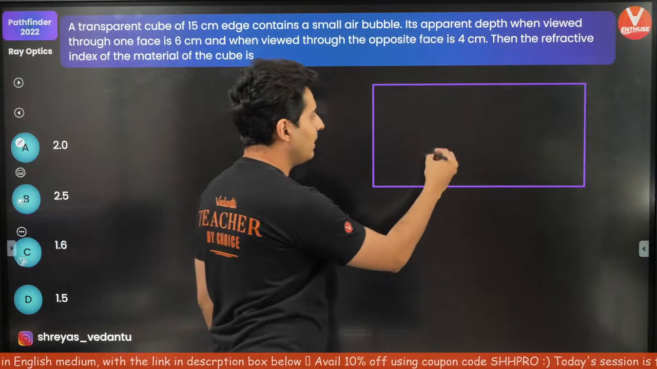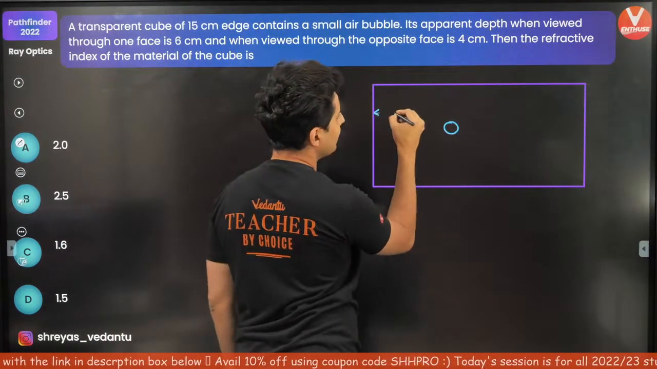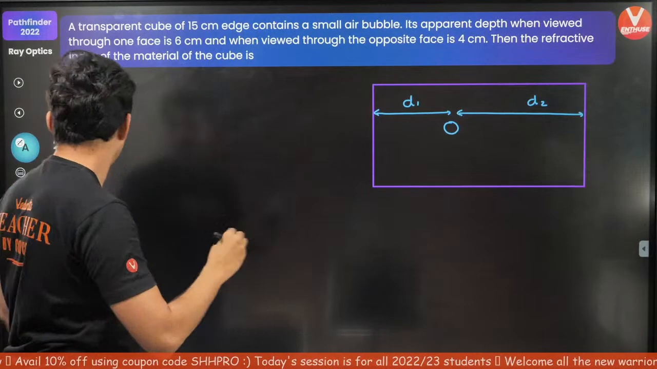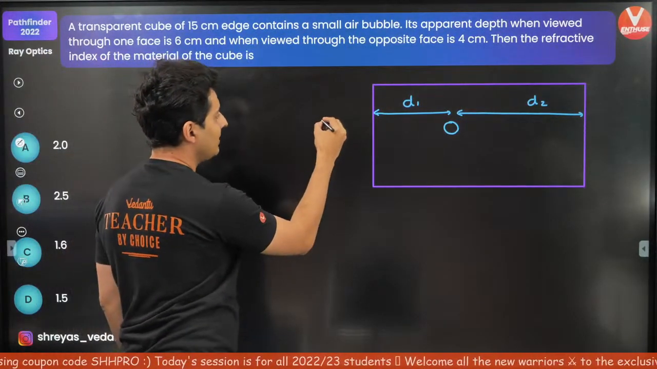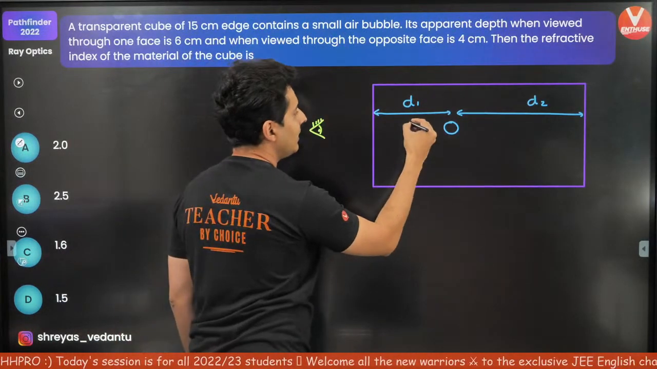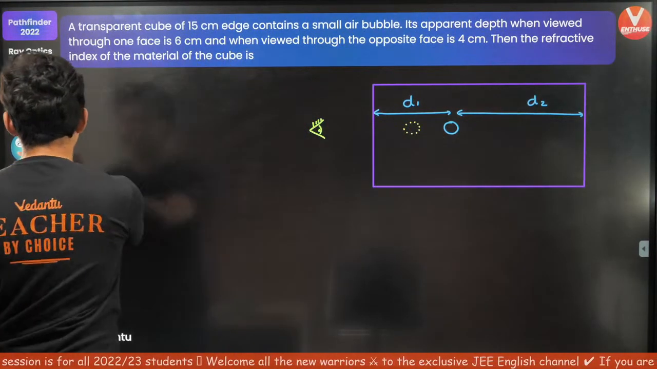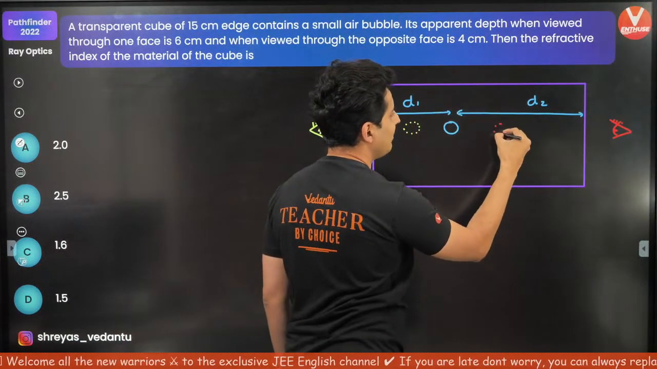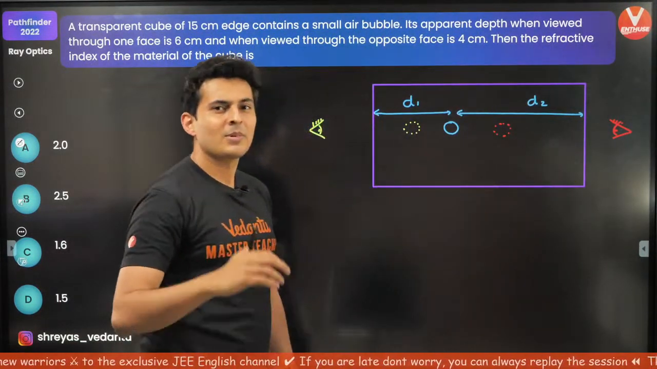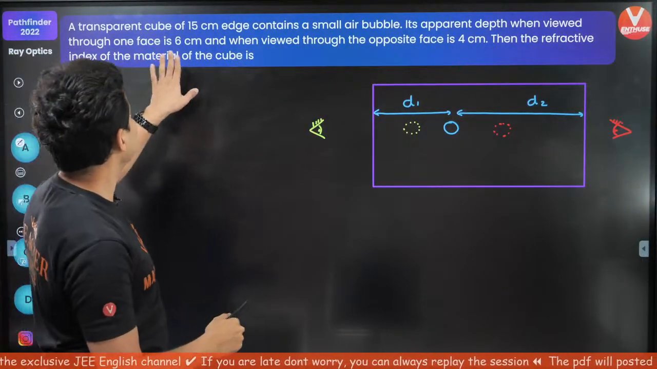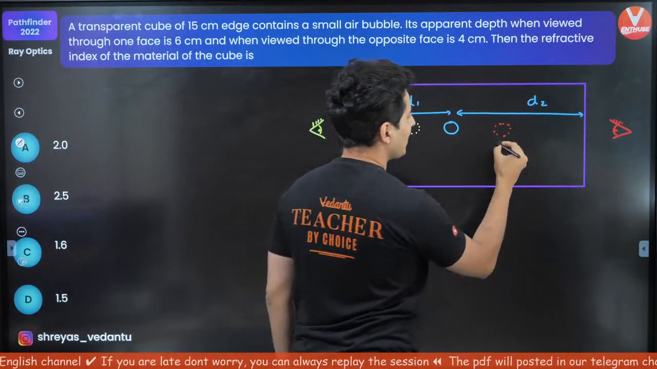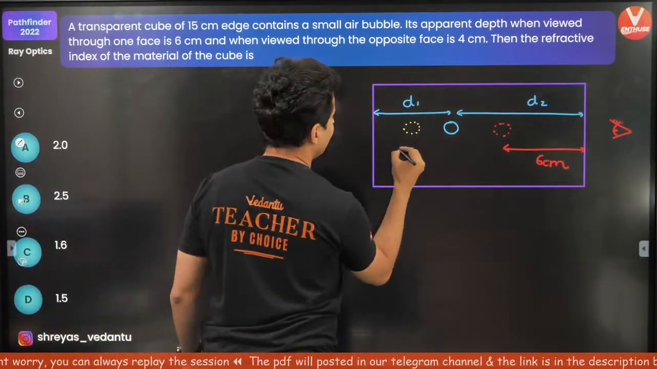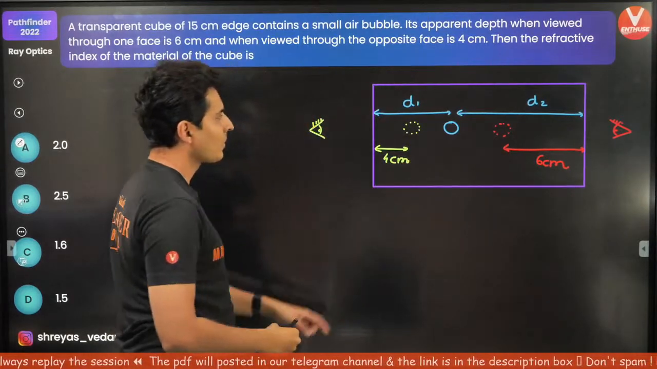See, the actual bubble is somewhere here. This distance, let's say, is D1 actually, and this distance is D2. But when you observe the bubble from this side, it is perceived over here. And when you observe the bubble from the other side, it is perceived to be here. It feels shallower. So what is given to us? From one side it is 6 centimeters and from the other side it is 4 centimeters. What is D1 and D2?